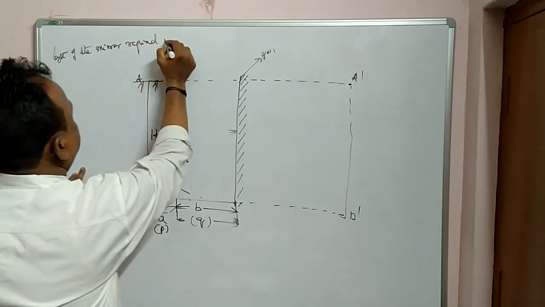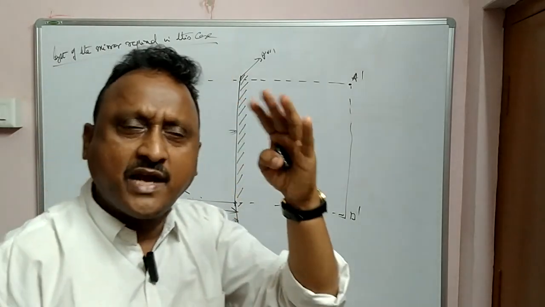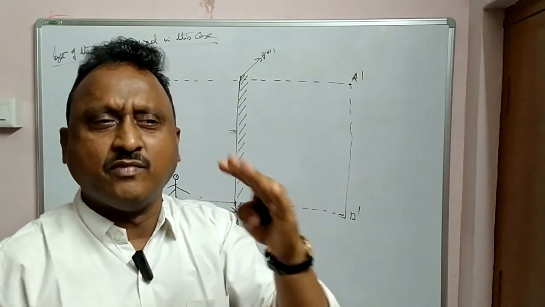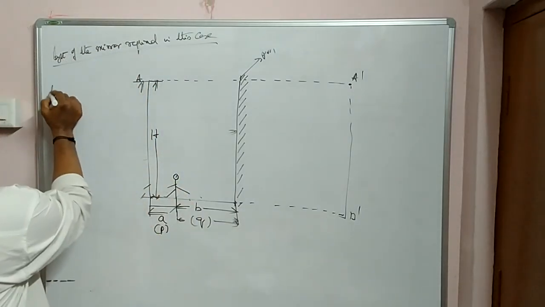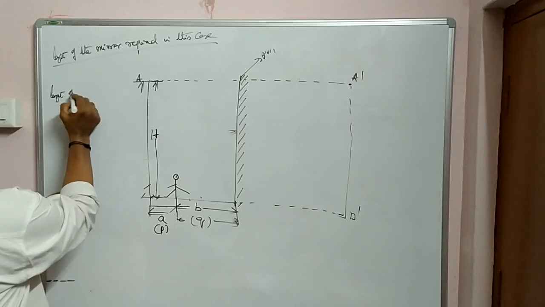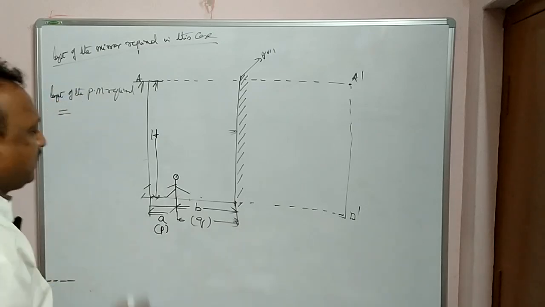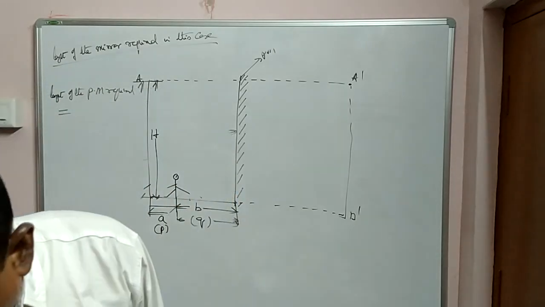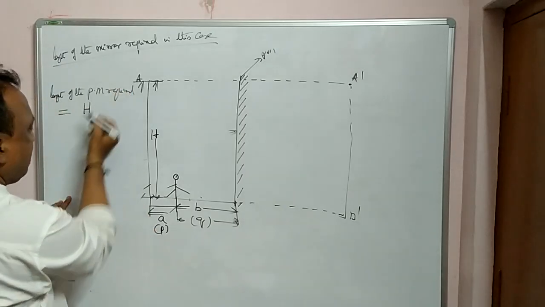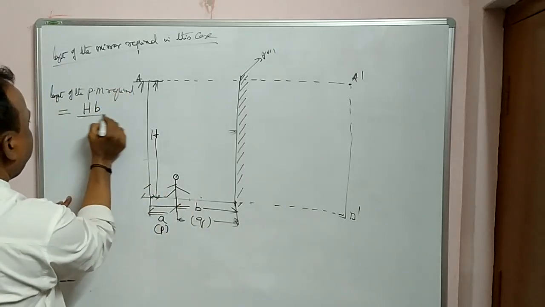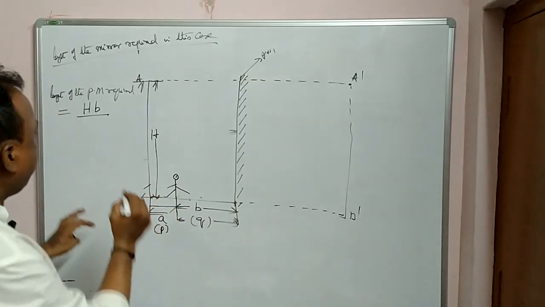The length of the mirror required, when the boy is in between, is 1/3 of the height of the wall, whatever the wall height is. Here we took the wall height as h. In this case, what will the length be? Same old philosophy. The length of the plane mirror required is equal to, can anybody guess the value? In this case, the size of the mirror comes as height of the wall into b, the distance from the mirror, by 2b plus a.